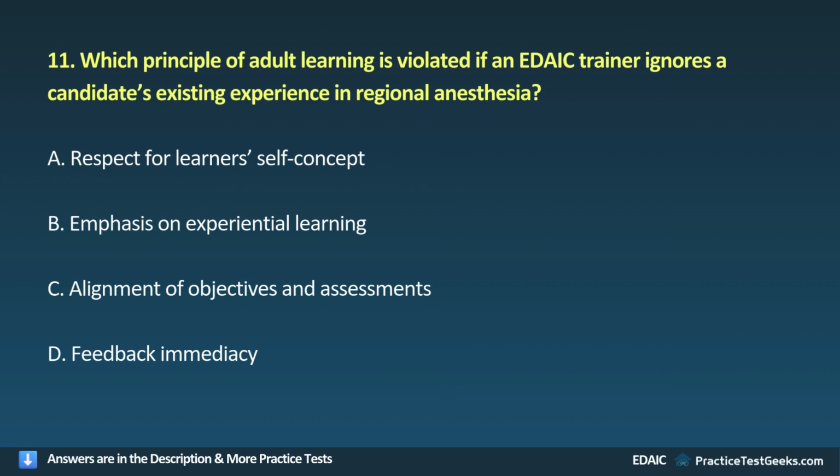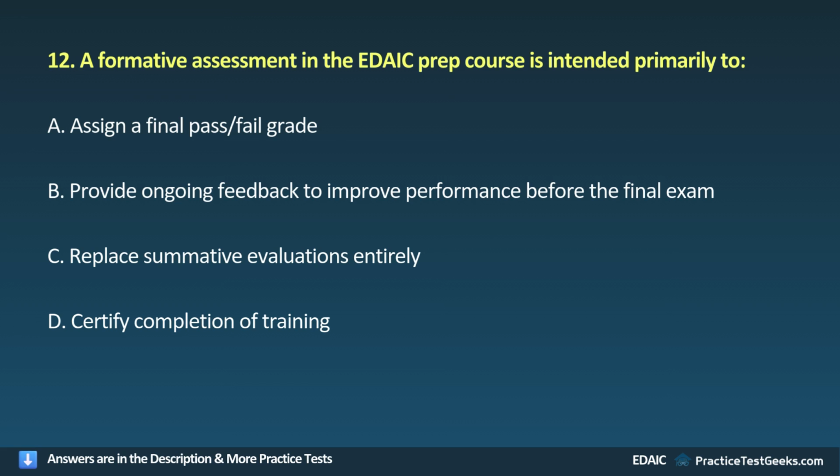11. Which principle of adult learning is violated if an EDAIC trainer ignores a candidate's existing experience in regional anesthesia? A. Respect for learners' self-concept. B. Emphasis on experiential learning. C. Alignment of objectives and assessments. D. Feedback immediacy.